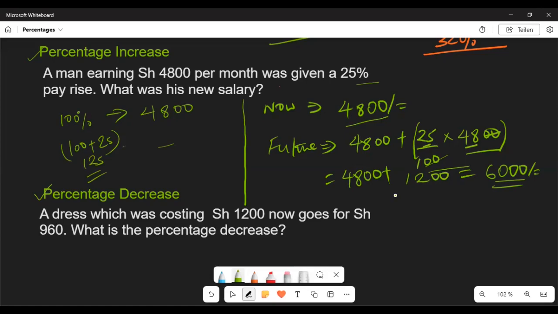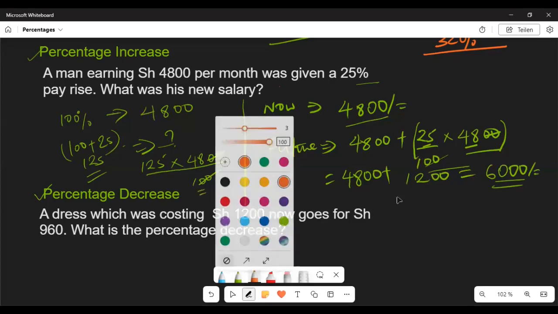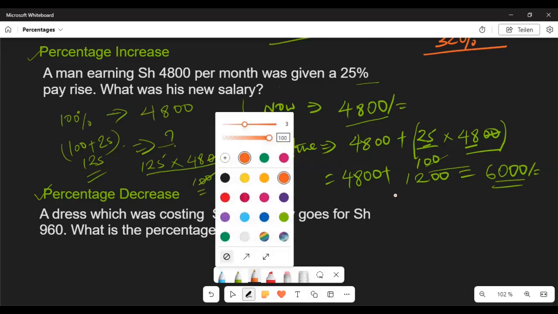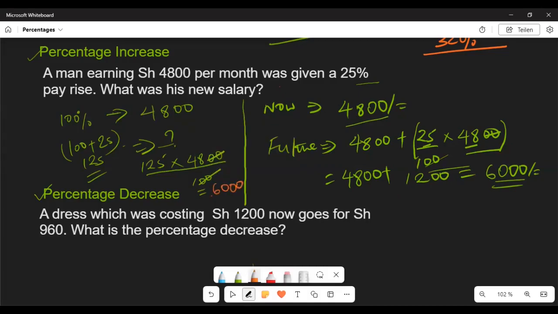So we say, how much is that? We're going to say 125 times 4,800 over 100. So when we compute this one, the answer we're going to get here is going to be 6,000. So that is how you do that computation. And that's a simpler way to do it. If your main focus is percentage, if your main focus is the money, this is how you do it.